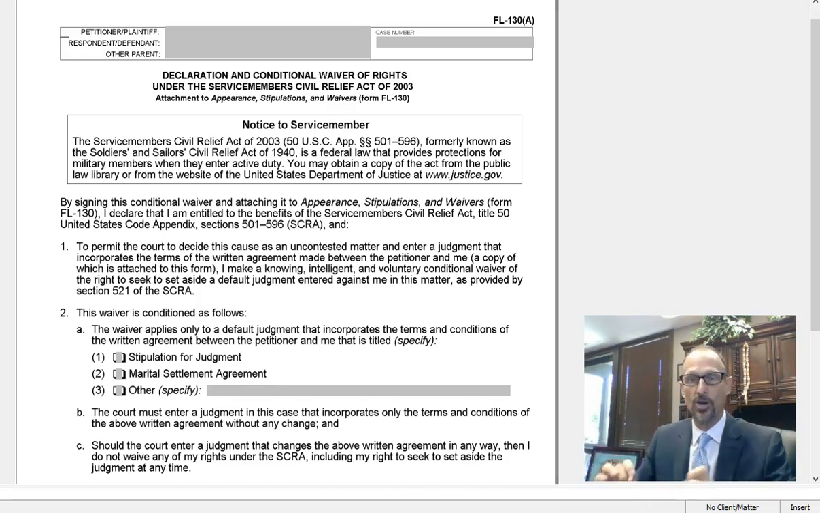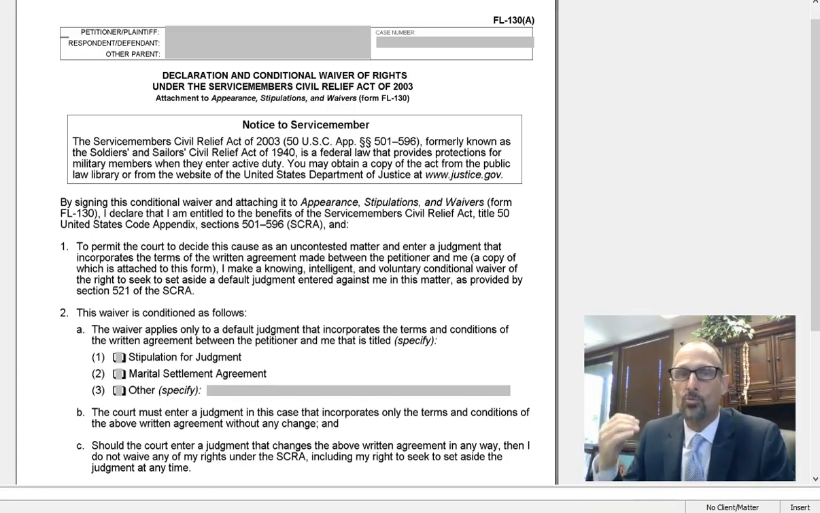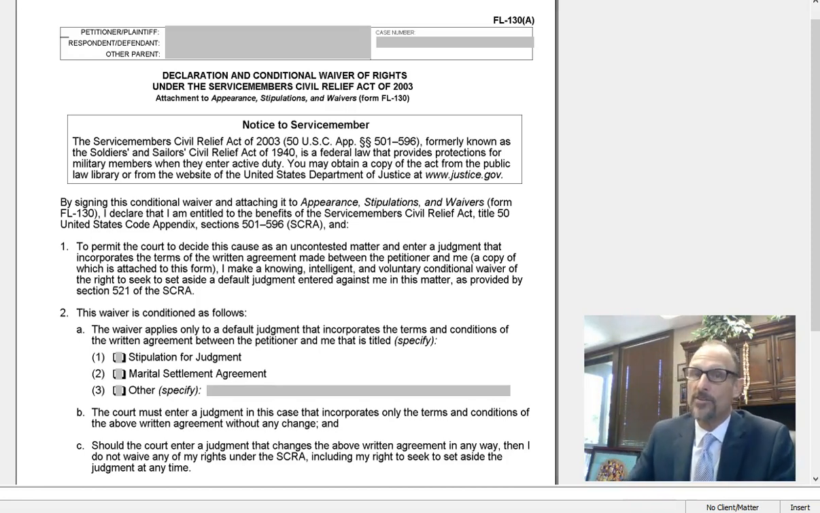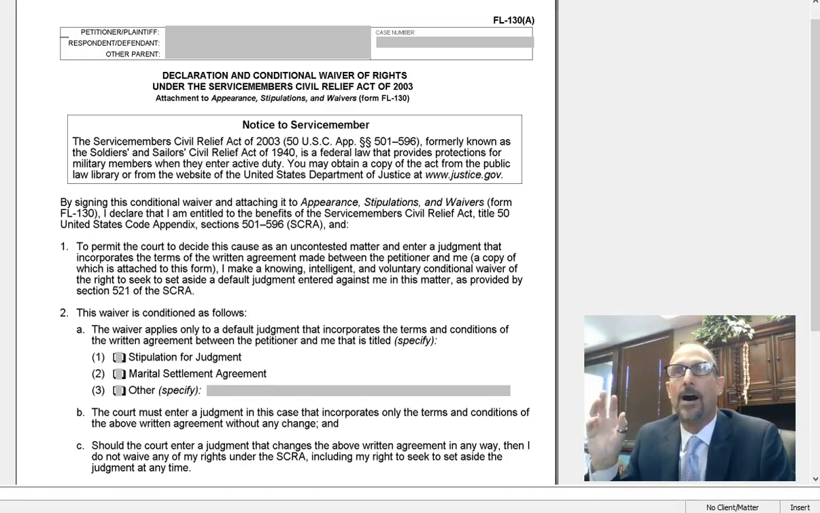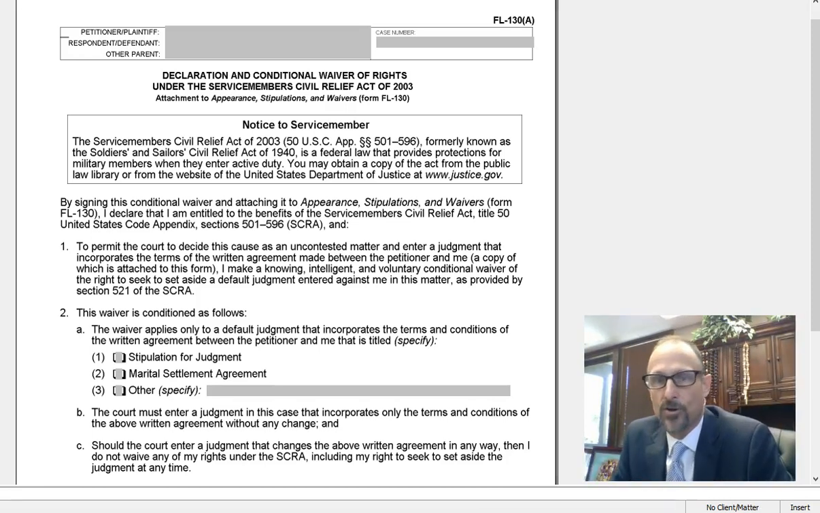For those of you that are, FL-130A: as an active military member, you have special rights under the Service Members Civil Relief Act of 2003. It used to be formerly known as the Soldiers and Sailors Civil Relief Act of 1940. That gives you special rights so that people can't run into court and take advantage of you while you're deployed or while you're fighting for our beautiful country.